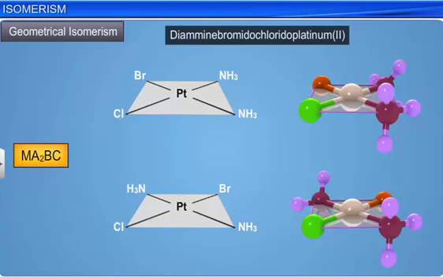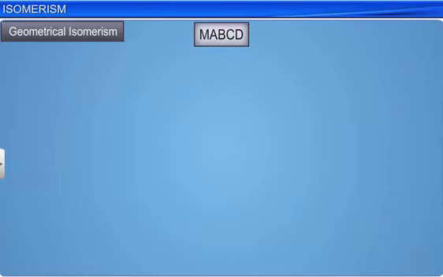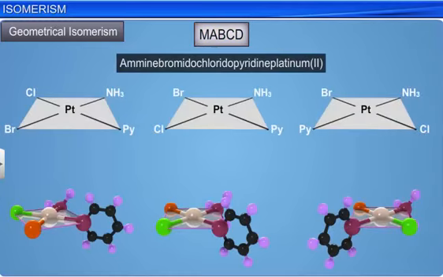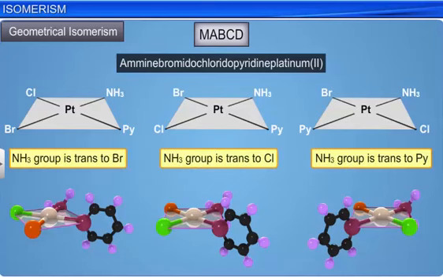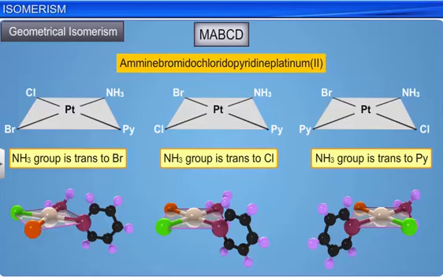Another type of square planar complex is the Mabcd type. Platinum(II) forms a number of complexes of this type. Such complexes exist in three isomeric forms. For example, amminebromidochloridopyridineplatinum(II). The three isomers of this complex can be seen here.